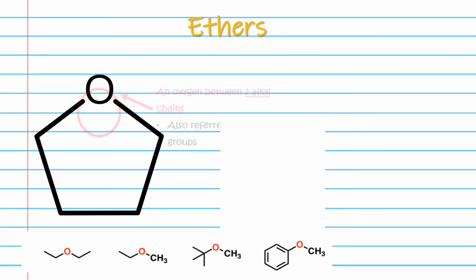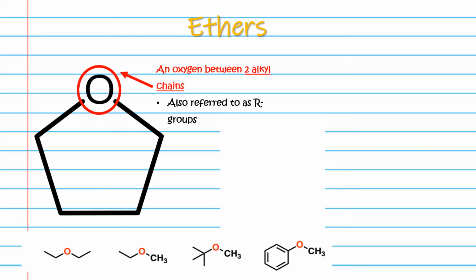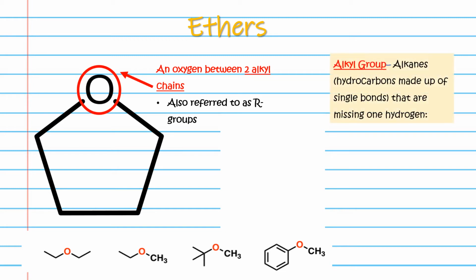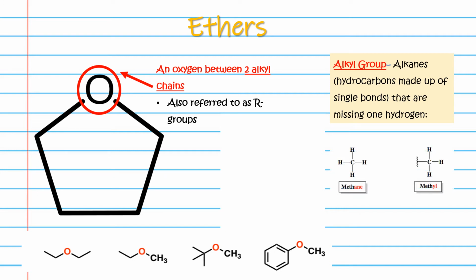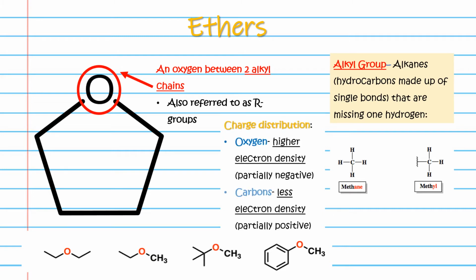Ethers. So an ether is when you have an oxygen in between 2 alkyl chains or groups. You may be wondering what an alkyl group is. Remember that hydrocarbons that are only made up of single bonds are called alkanes, and alkanes that are missing 1 hydrogen are referred to as alkyls, as the picture shows. So in other words, ethers have an oxygen in the middle of 2 R groups. As for the charge distribution, oxygen is going to have a higher electron density, which is going to make both carbons partially positive.